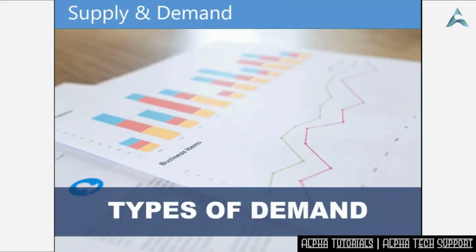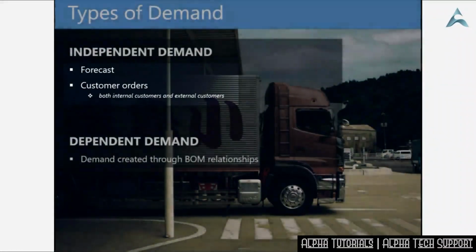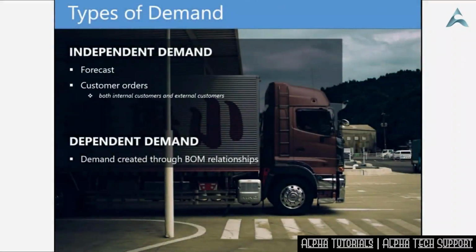So what are the types of demand? In SAP, there are two basic types of demand, independent and dependent. Independent demand is literally that, demand that is not dependent on anything. This demand originates outside the plant or outside the organization. The two most common examples of independent demand are the forecast and actual customer orders. The demand in these cases comes from an external customer wanting the product or services offered by the organization.